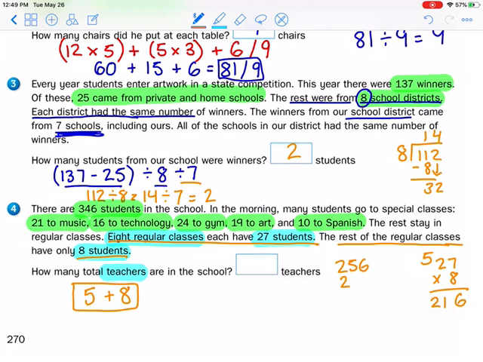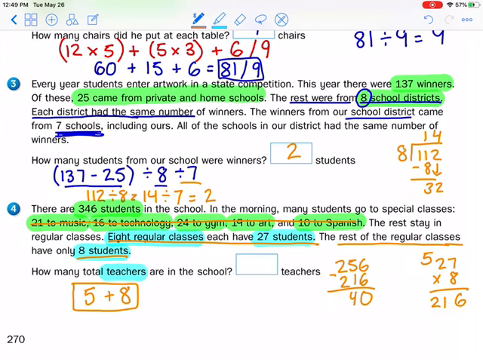So now I have to subtract 216 from the 256 kids that are left after we went through all of those classes. So 6 minus 6 is 0, 5 minus 1 is 4, 2 minus 2 is 0. So now I'm left with 40 kids. I'm left with 40 kids.